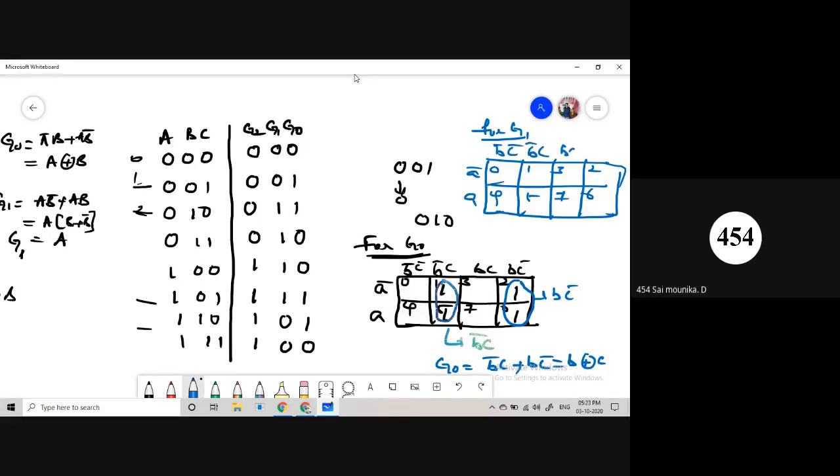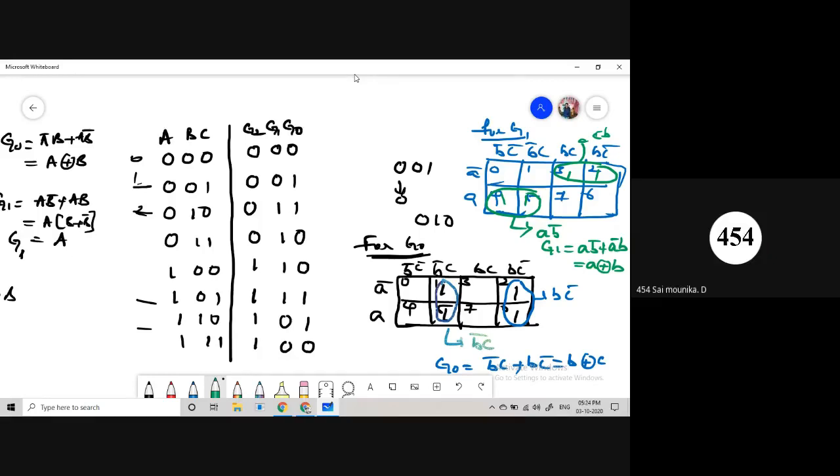2, 3, 4, 5. So for grouping, if I take 4, 5, we are getting A B bar. For 2, 3, we get A bar B. So for this, G1 is equal to A B bar plus A bar B, which is similarly A XOR B. Then what about G2?